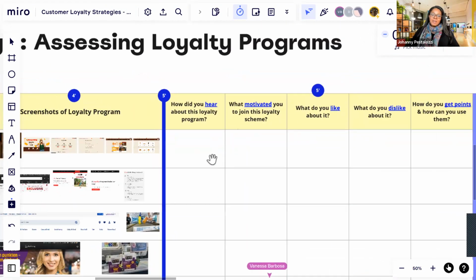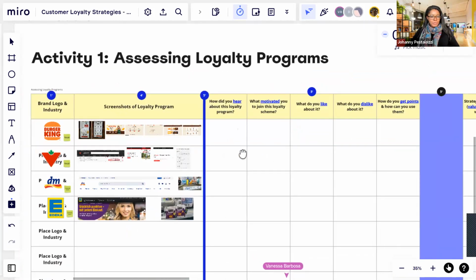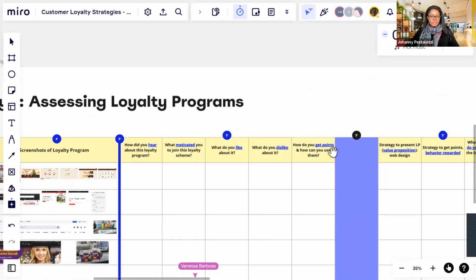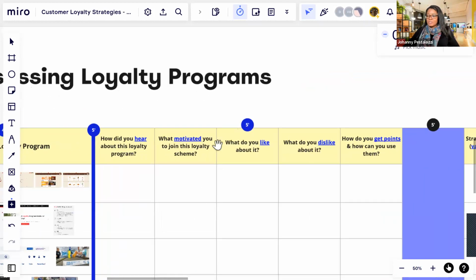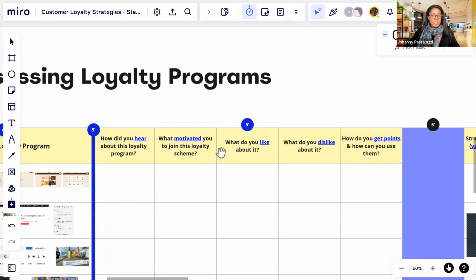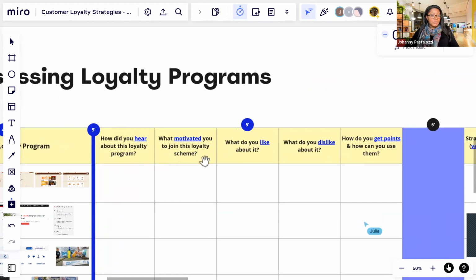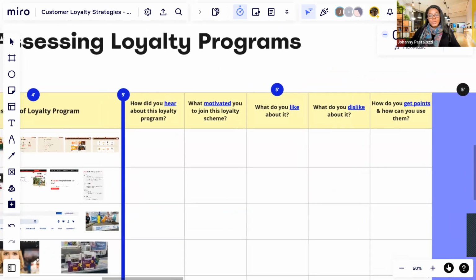Good. So now that we have an overview of a few loyalty programs, the idea is that we go through a series of questions to better understand in more detail what they're about. We're going to spend around 5 minutes discussing each one of these questions. They include: how did you hear about this loyalty program? What motivated you to join it? What do you like and what do you dislike about it? And how do you get points and what can you redeem them for? So before we start, is there any question?